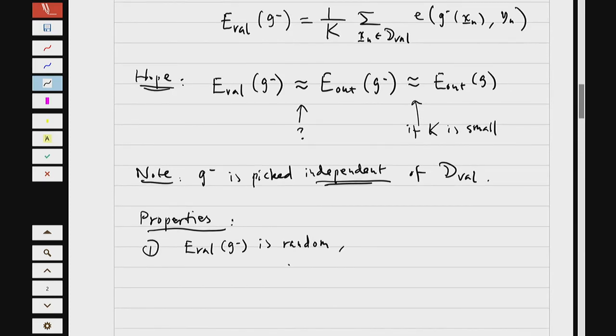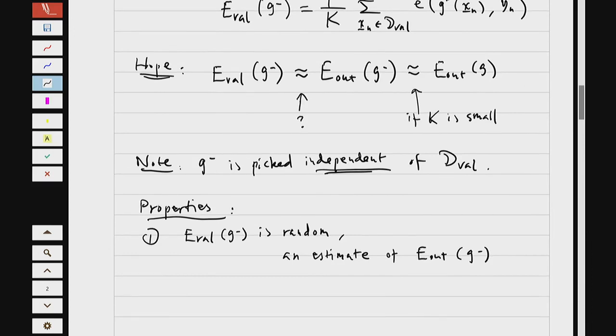Whereas it is supposed to be an estimate of E out of g minus, right? That's what we are hoping to do. It's very similar to what we have if you compare E in, E out.